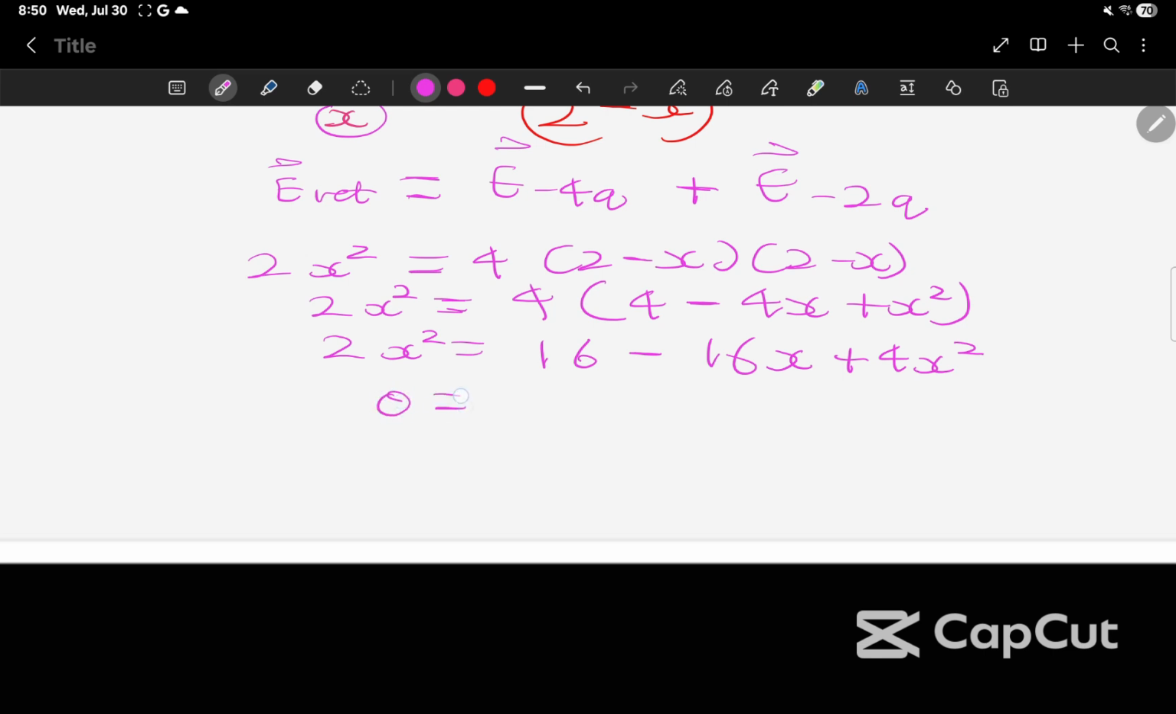Now again, I'm going to try to keep the variable with the highest power positive. So we're going to get 2x squared when we subtract 2x from the 4x squared there. And then we're going to get negative 16x and positive 16. So I'll plug this into my calculator. I hope this works. Yes, it works.